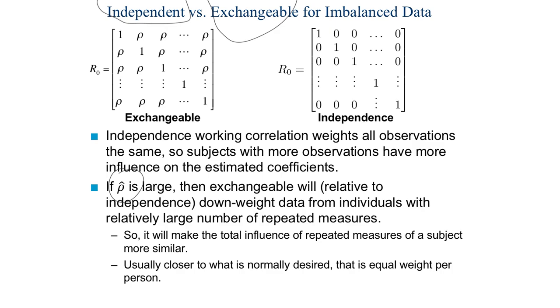So if the correlation among observations in a person, even after you adjust for the predictors, is still big, you still have lots of residual correlation. Let's say that correlation is close to 1, almost perfect. So if I know one observation, I know the other observations. And I fit these two different working correlations. Independence just weights all observations equally.